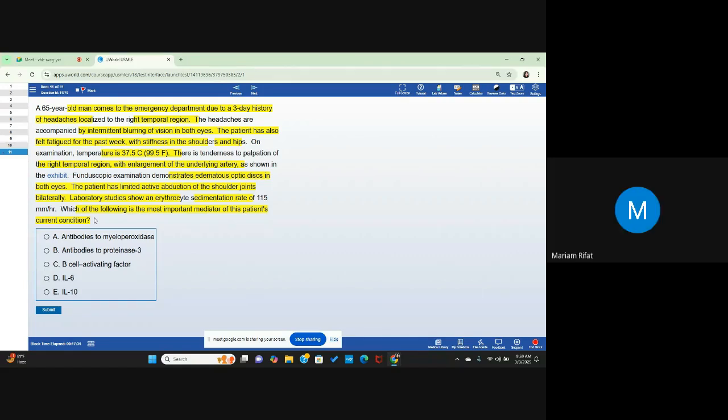Interleukin 6. All right. Because it is the inflammatory process and ESR is much higher. The inflammatory process, cytokine mediated, is interleukin 6.